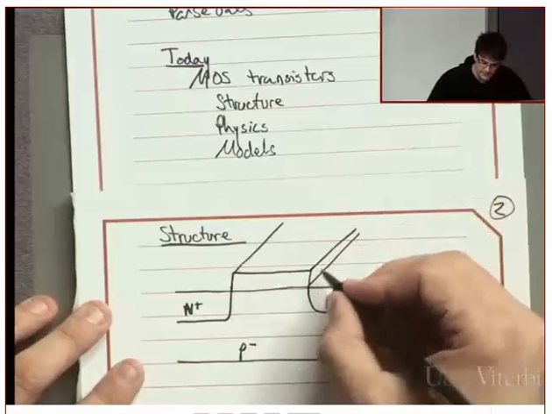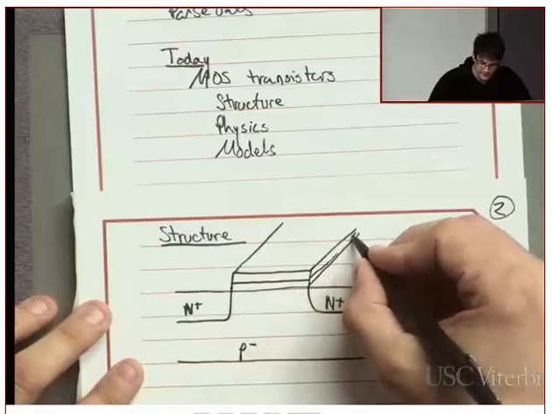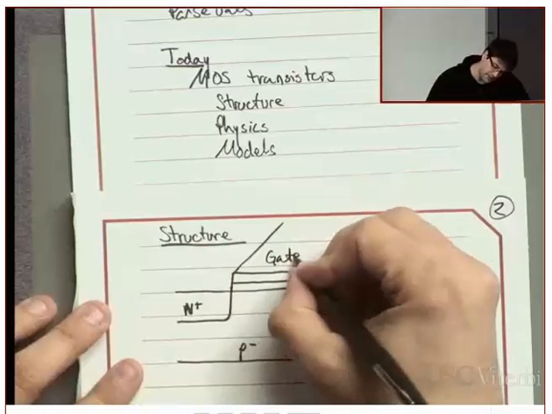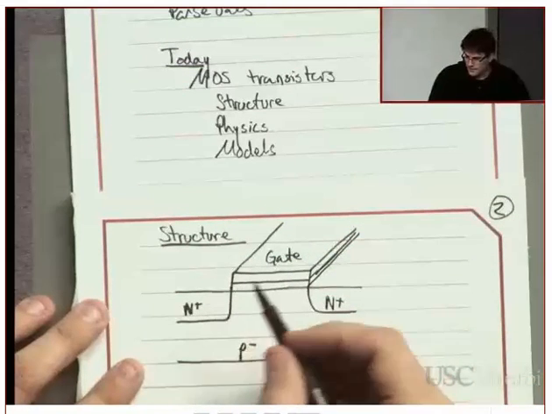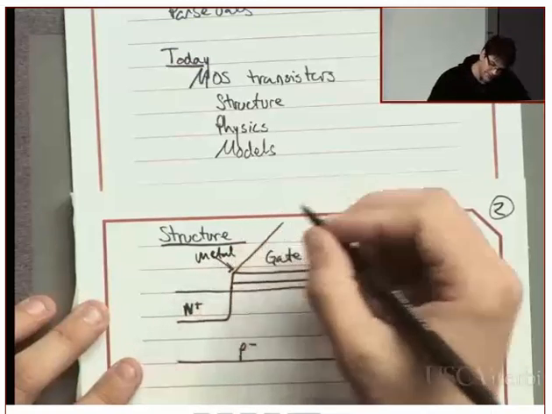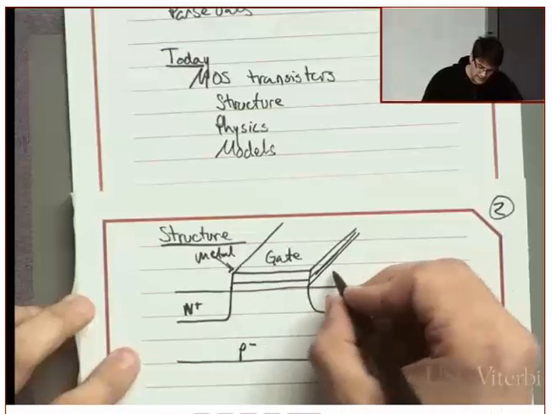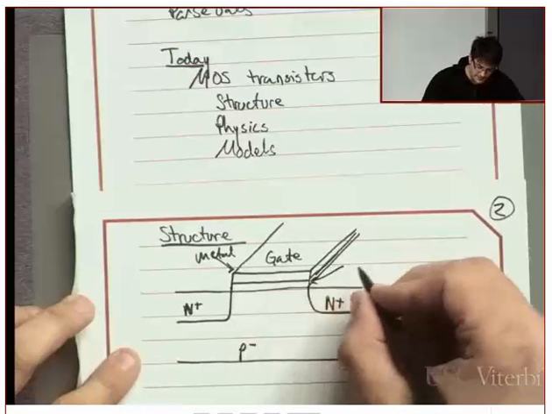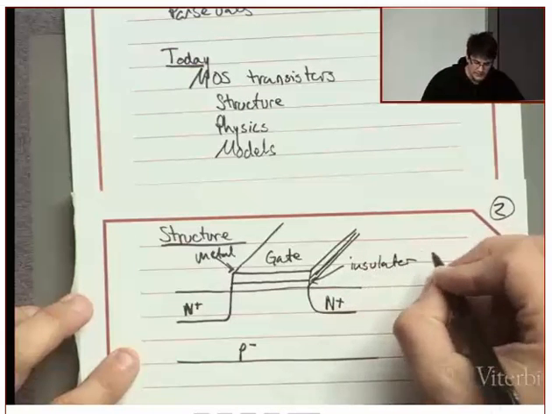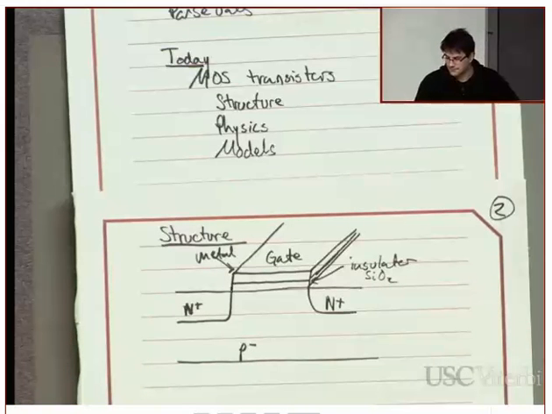And then I'm going to draw this kind of as a three-dimensional thing here, just for this drawing. I don't think I'll do this for the whole thing just because it takes me a long time. This is the gate, and it's connected to something else. And the gate is made of metal or polysilicon, something that conducts well. And then between the gate and this region down here is an insulator, most commonly silicon dioxide, because it's easy to put on silicon.